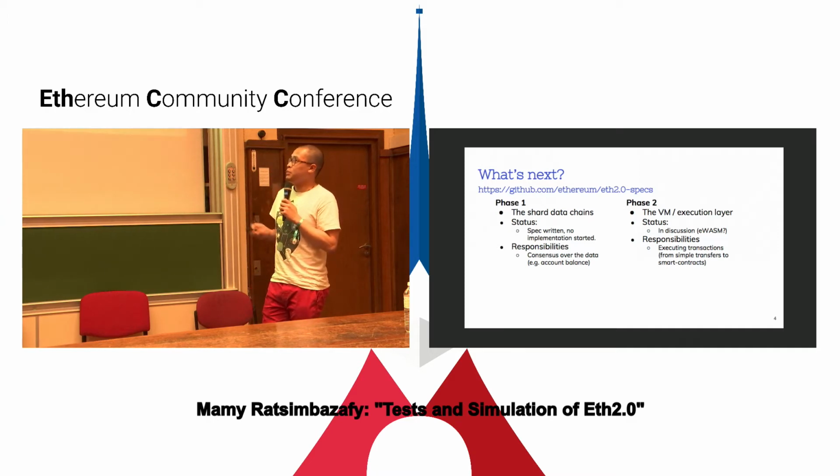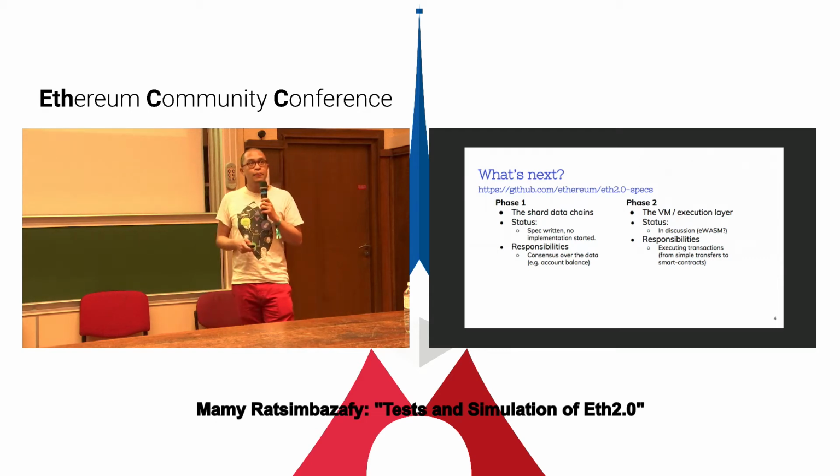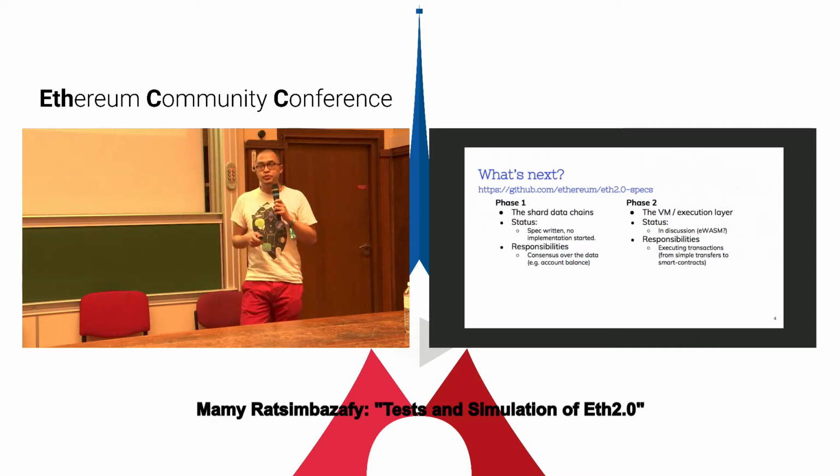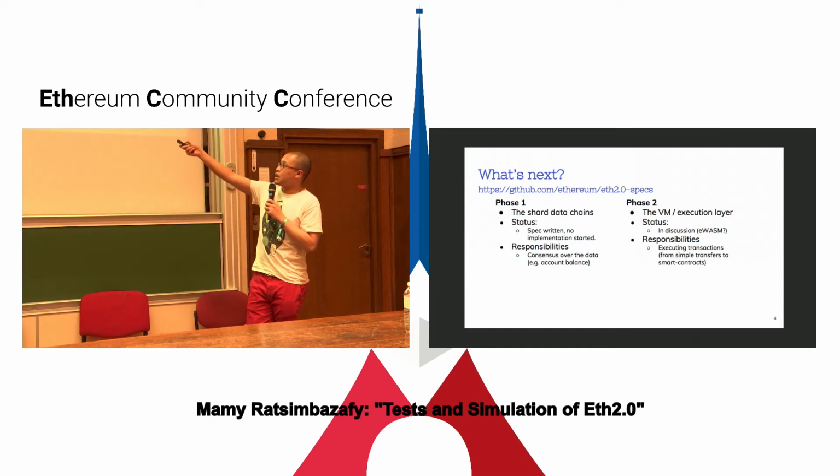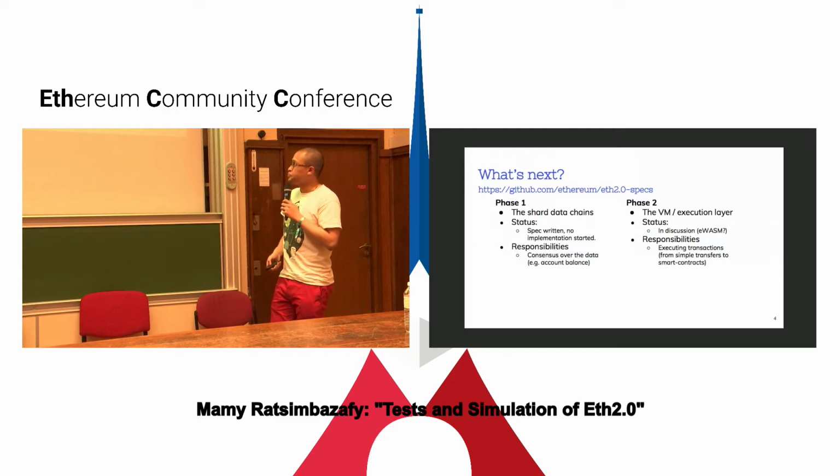So phase 1 will be about the data chain. What's happening is that currently on Ethereum 1, we have some kind of world computer, but it's single-threaded. You have one thread that is running the EVM and all transactions on a single thread. With sharding, we will have 4,096 threads that are shards, and each one will have its own execution context, similar to the EVM today.